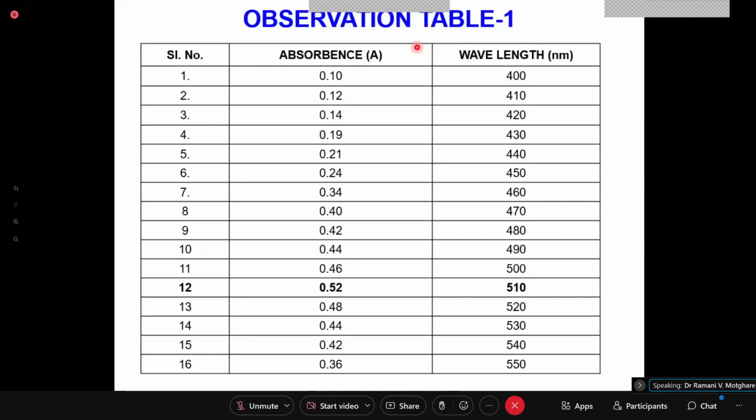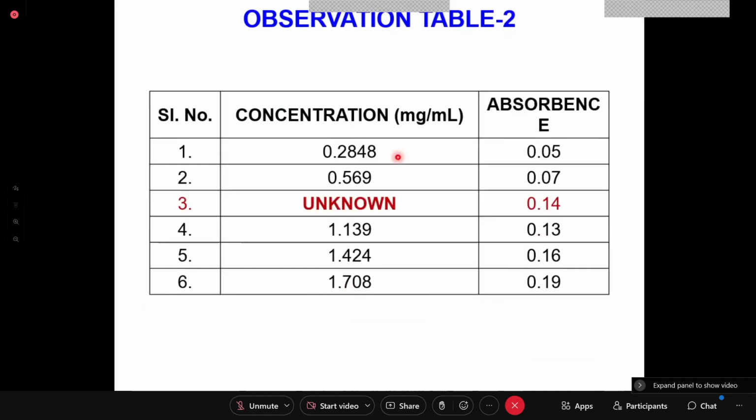These are the absorbance at different wavelengths, and the readings are taken from 400 to 550 nanometers, and this becomes the region where you are getting maximum absorption. So this becomes your lambda max. Once you determine lambda max, then we go for determining the unknown concentration.